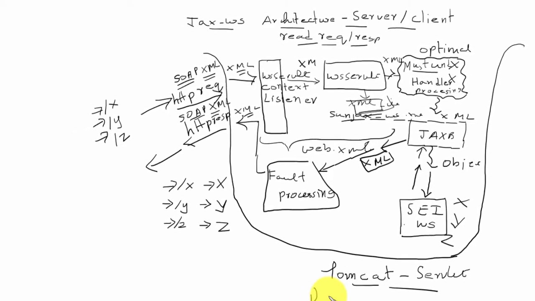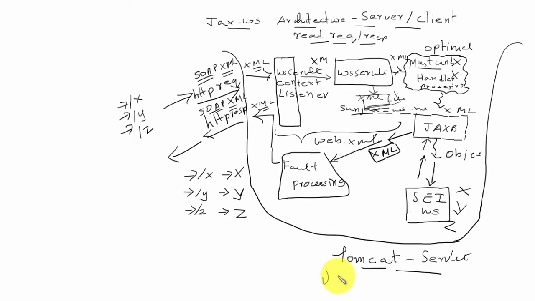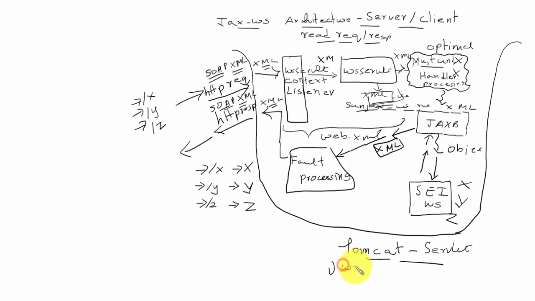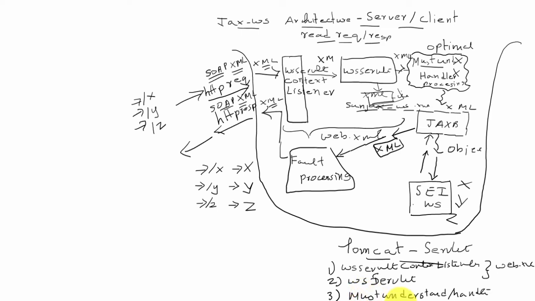One is the WS servlet context listener, that is the listener interface. Second is the WS servlet, that is a front controller servlet. These two are configured in the web.xml file. And then we have must understand processing or handler processing. Both are optional.